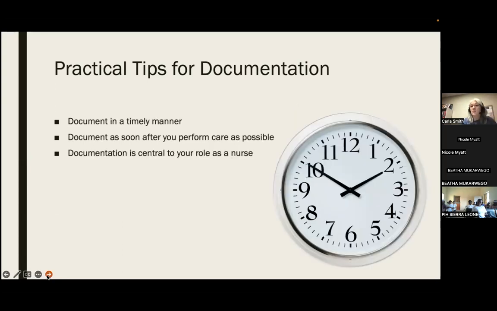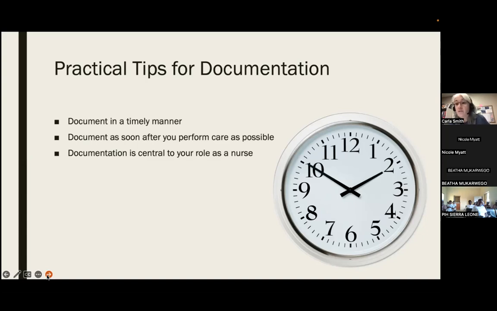We also want to document in a timely manner, and we want to try to document as soon as possible after we perform the care. Because remember, this is central to your role as the nurse. You do not want to get into the habit of waiting to the end of your shift to document all of your care for the shift. Yes, there are going to be times when we're busy and we're playing catch up at the end of our shift. I think that's the nature of our job. But we don't want to rely on that. We don't want that to be a pattern. You really want to document as soon as you can.